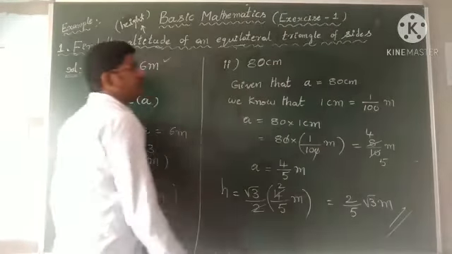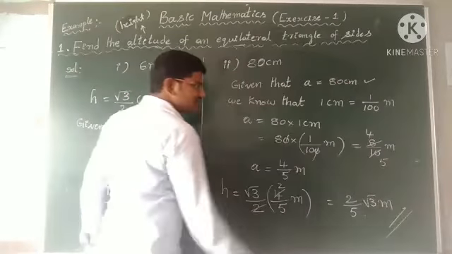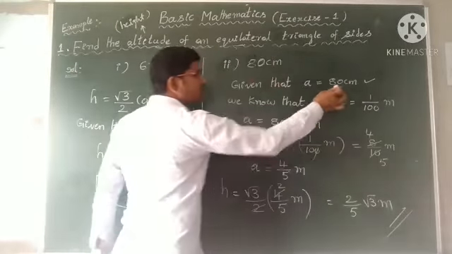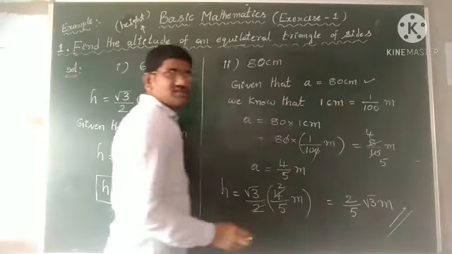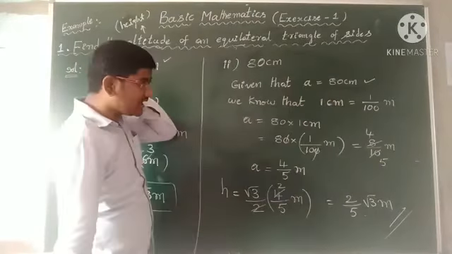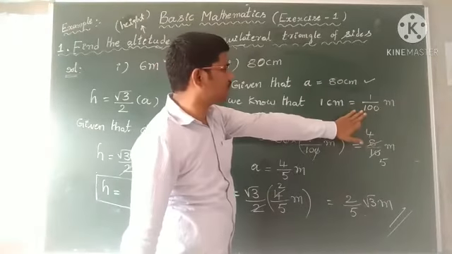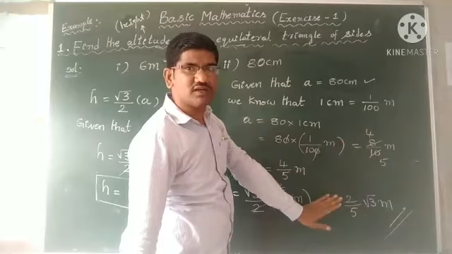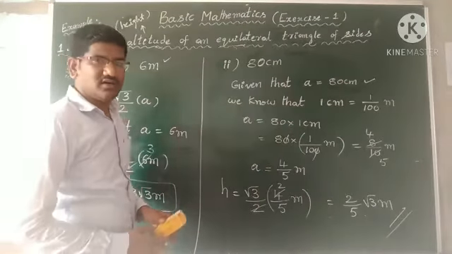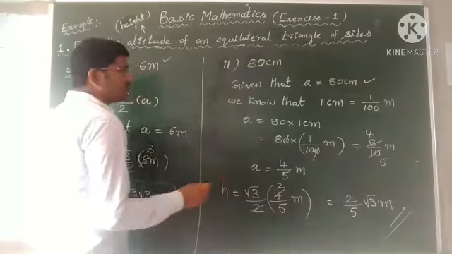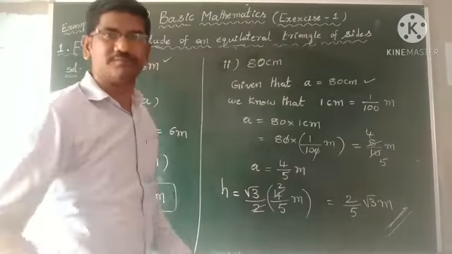Whenever the side is given in centimeters, if options are in meters, you should convert centimeters into meters. This conversion is very important. See students, don't get confused: whenever the side is in centimeters, convert the given centimeters into meters immediately, because options will be in meters. Because lengths are measured, the SI unit of length is meter, so the units will be in meters only.